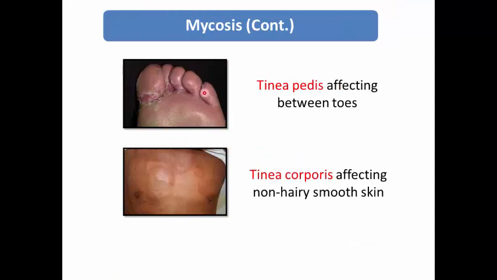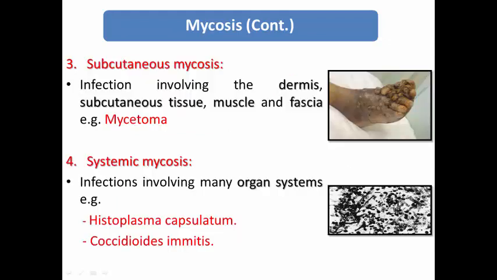Tinea pedis, which affects the area in between the toes, which is called athlete's foot. Tinea corporis affects the non-hairy smooth skin. So these are examples of dermatophytes. The third form is subcutaneous mycosis. It will involve the dermis, subcutaneous tissue, muscle, and fascia. Example is mycetoma.